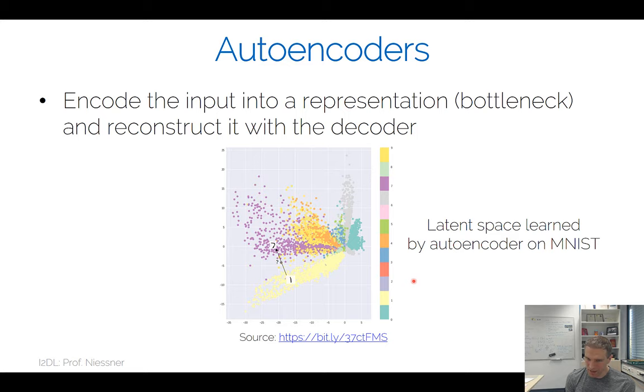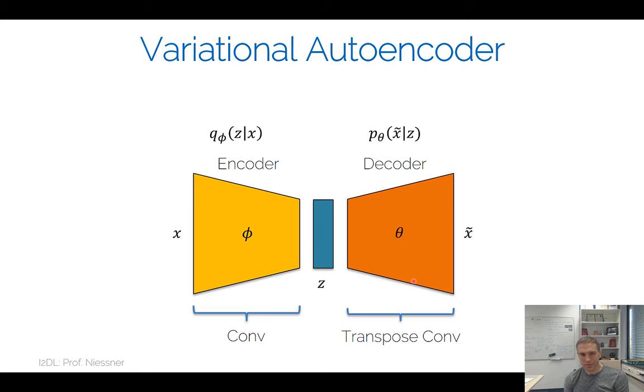Okay, but we want to do a variational autoencoder. So now we're going probabilistic. So what we want to have is two distributions here. We have two conditional distributions. In our encoder, we have phi as our weights. In our decoder, we have our theta weights, right?